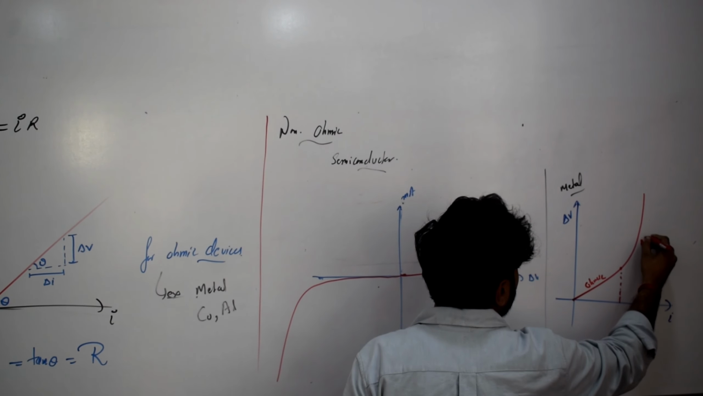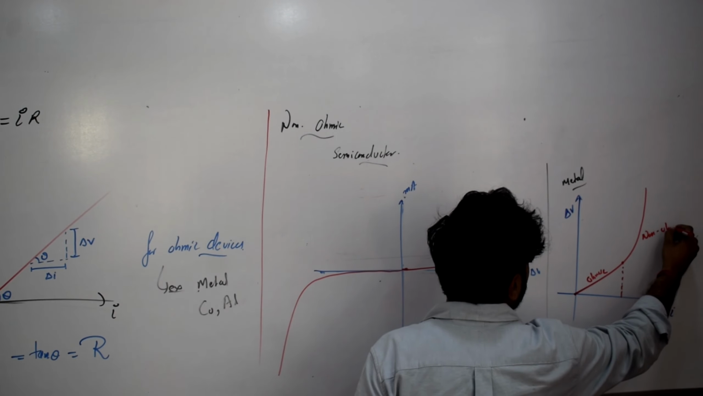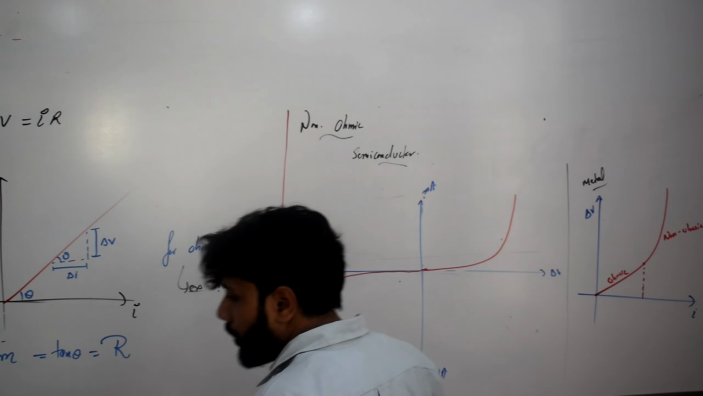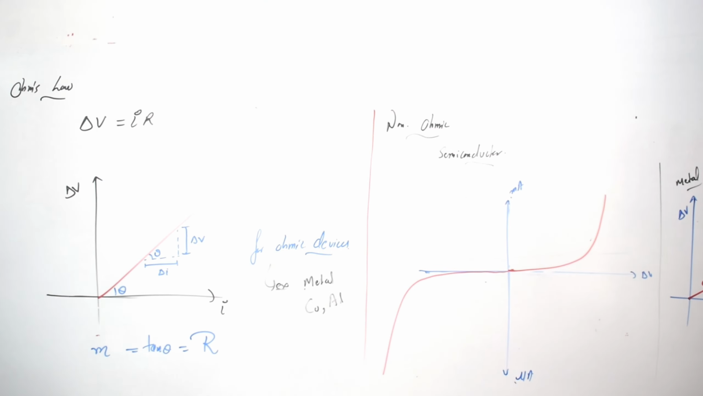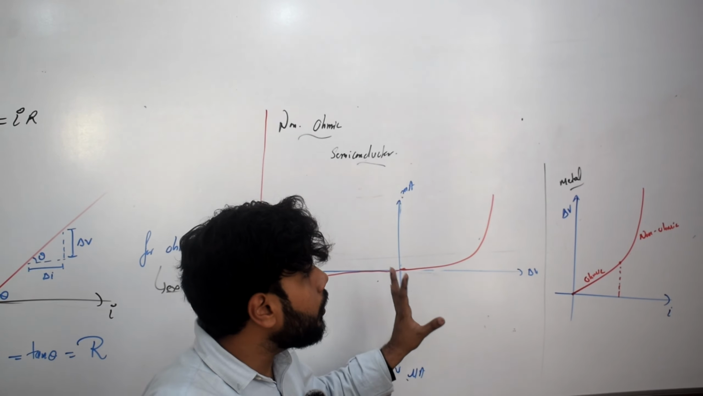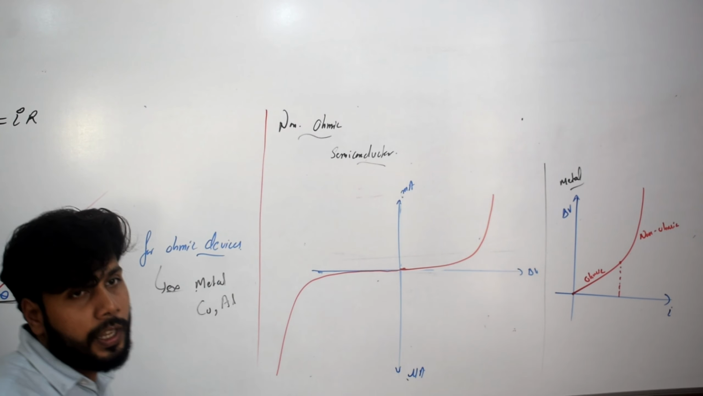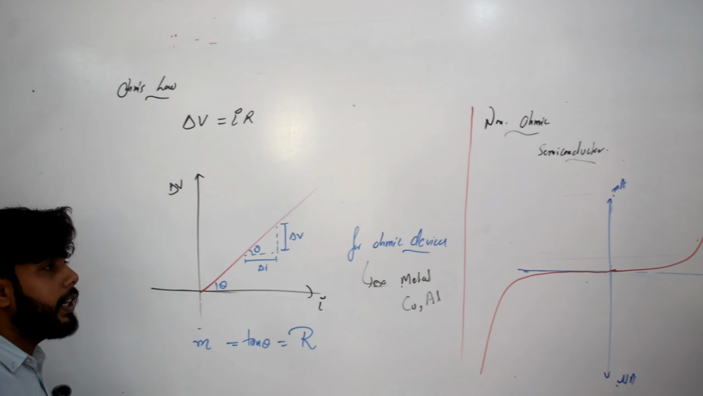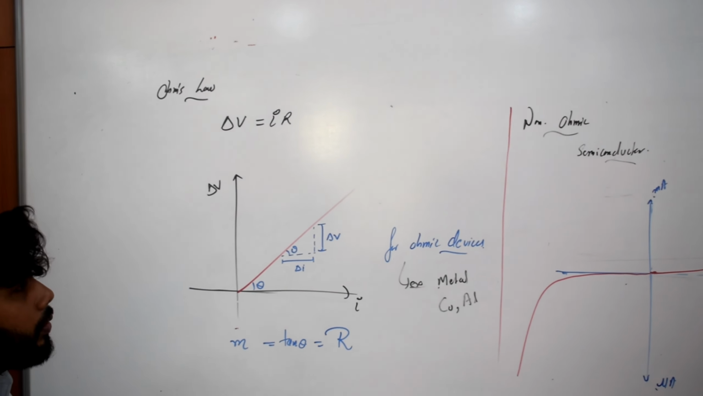Here it becomes non-ohmic. And it happens with any conductor you can pick. It is not ohmic if the potential is high enough or the temperature is high enough, then it will behave like any non-ohmic device.